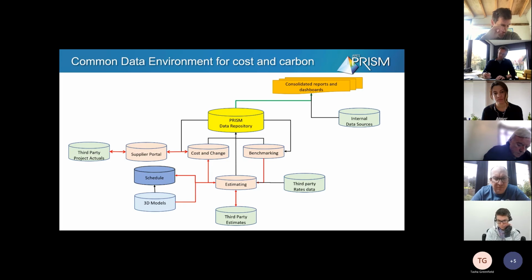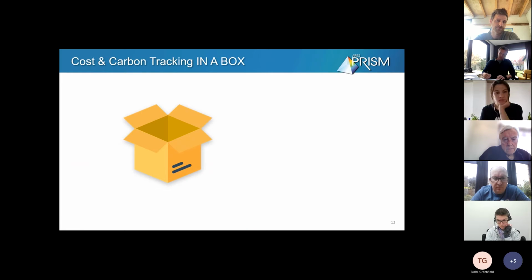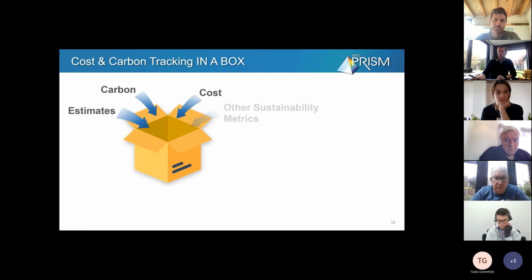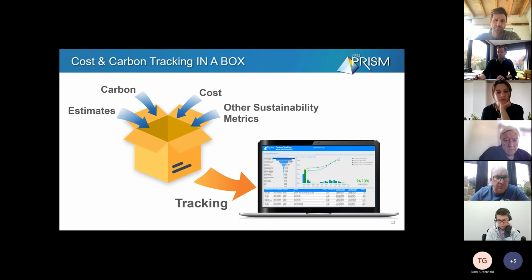So this should be one common data environment for cost and carbon. You get it all in a box these days. It shouldn't be any other way. It should be out of the box now for everybody. We shouldn't be thinking about carbon as an add-on, as something extra, as something different. It's the same, and we should treat it the same.